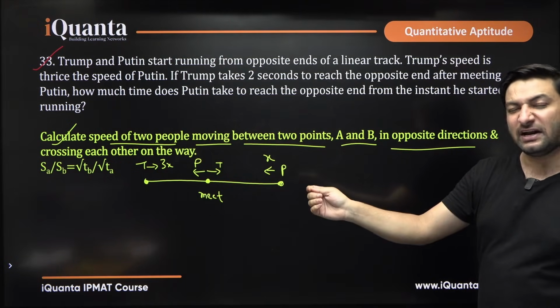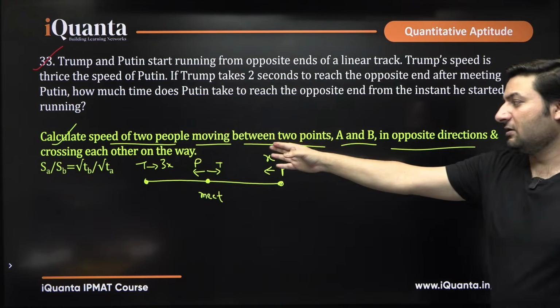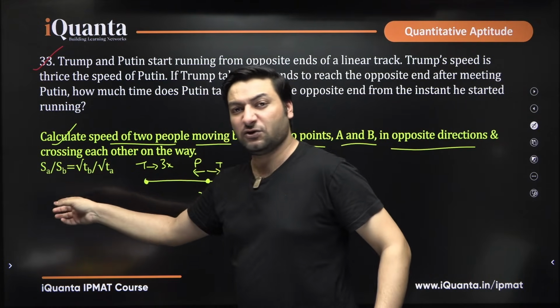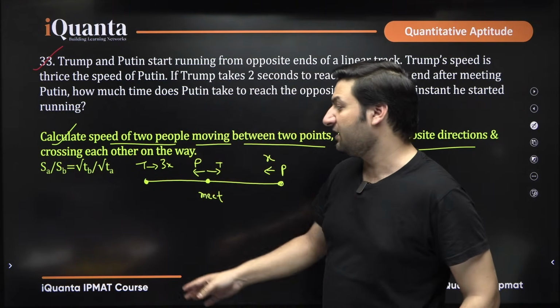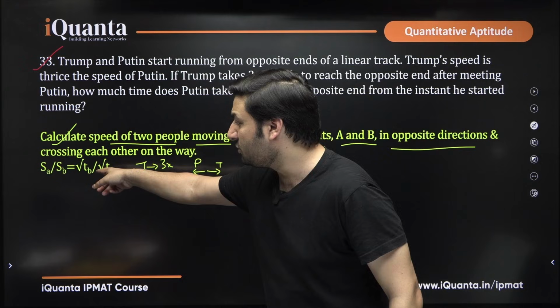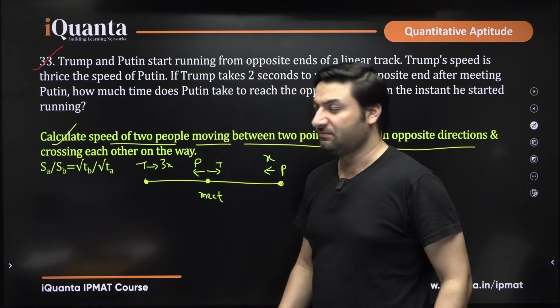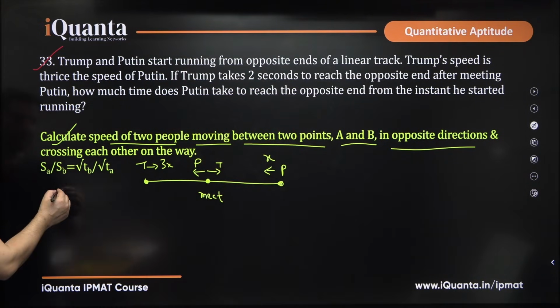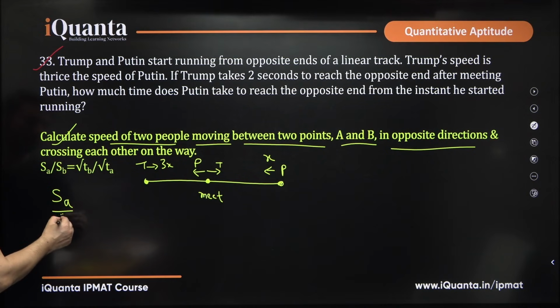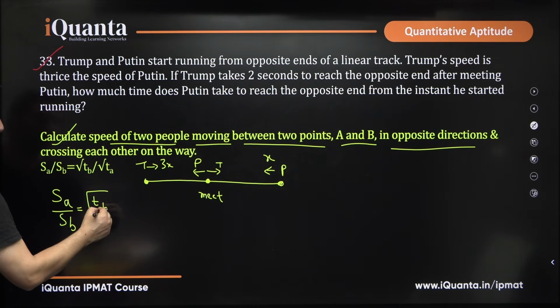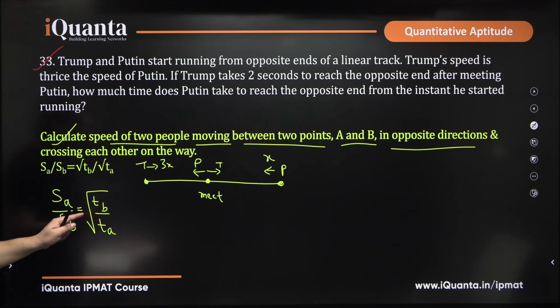There is a derivation behind it: SA upon SB, the ratio of speeds of the two people, is always the square root of the ratio of the times taken by them. So SA upon SB equals root of time taken by B upon time taken by A. Now what are these TB and TA?